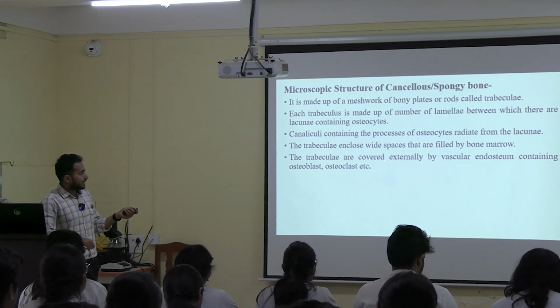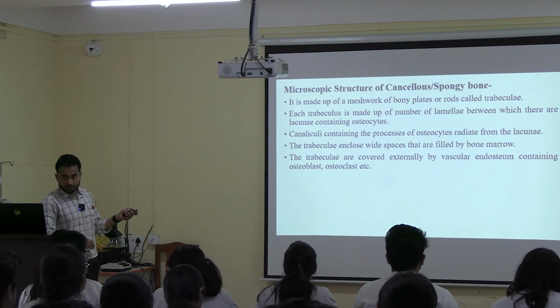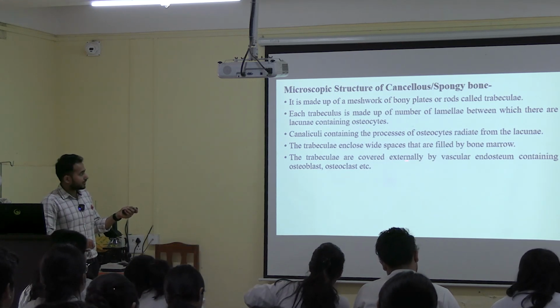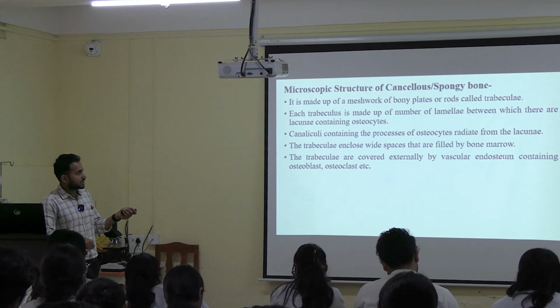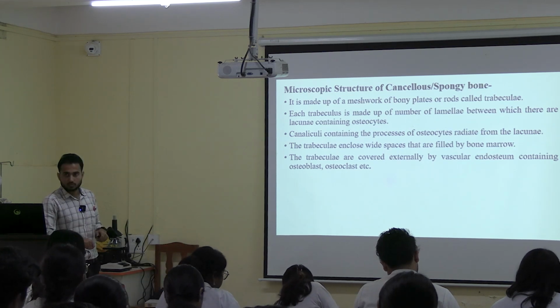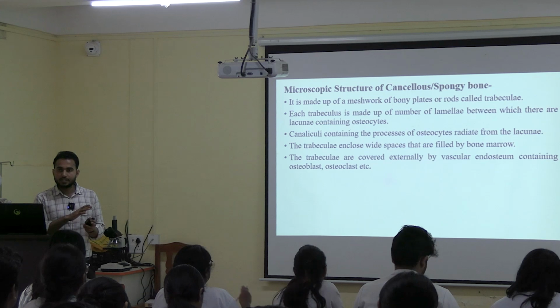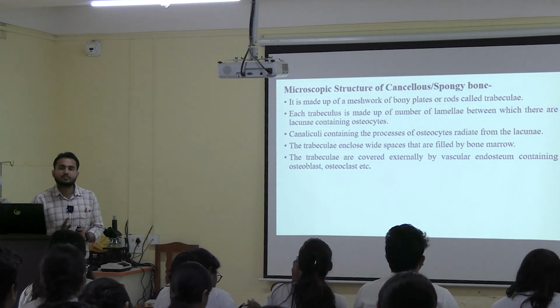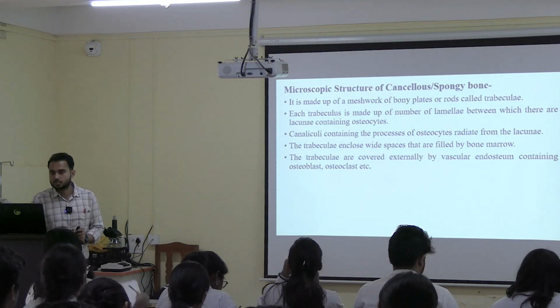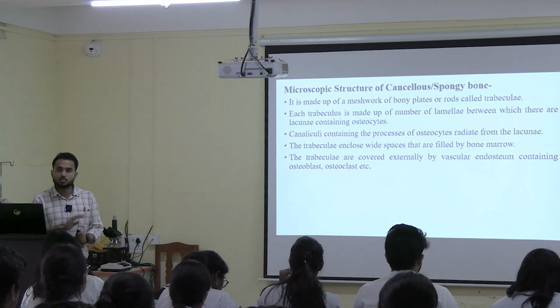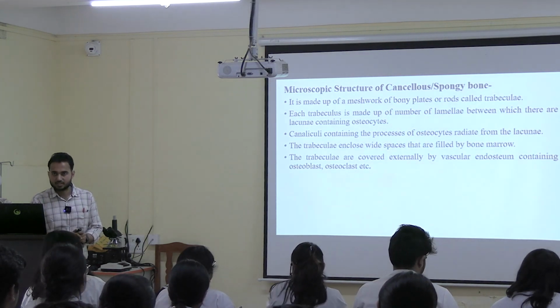Now the trabeculae are covered externally. Here is the most important thing. The trabeculae are covered externally by a vascular layer that is called the endosteum. In that endosteum, osteoblast and osteocyte cells are present.